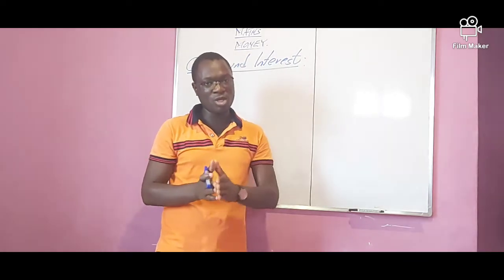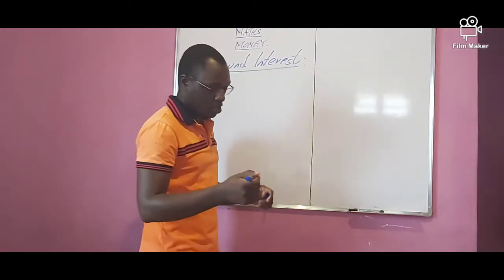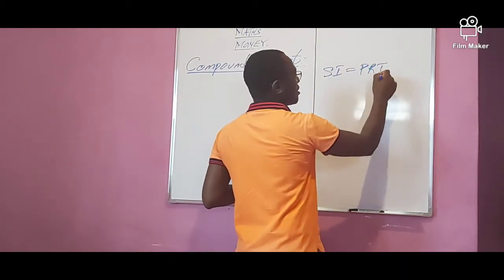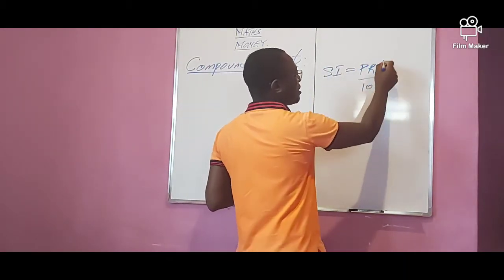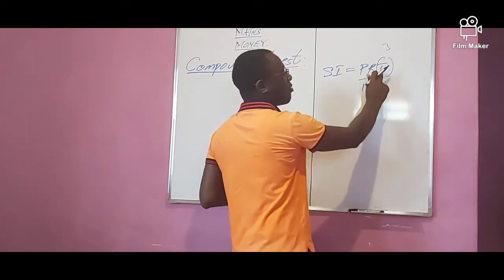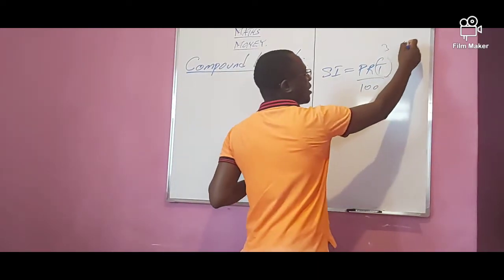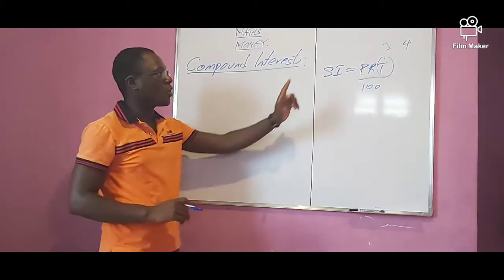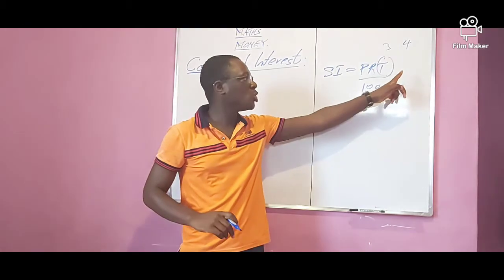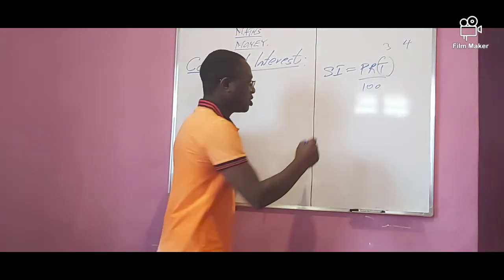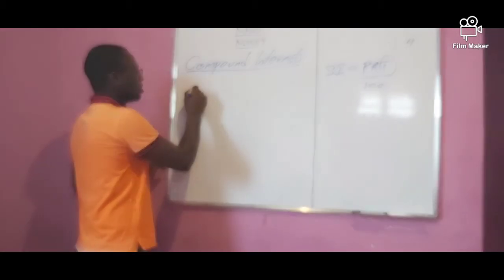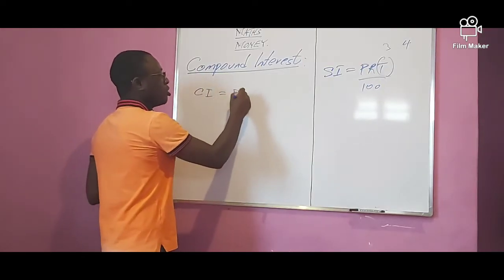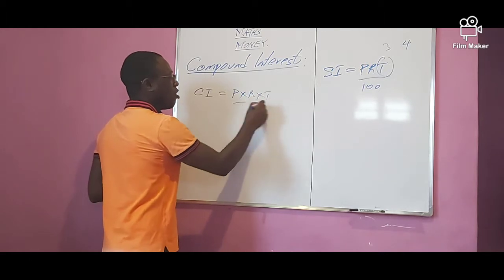Now, simple interest, as from the previous one, we say is principal times rate times time over 100. So if time is 3, then we fix 3 here. If time is 4 years, then we fix 4 years. But when it comes to compound interest, we don't do it this way. What we do is work out for each year.